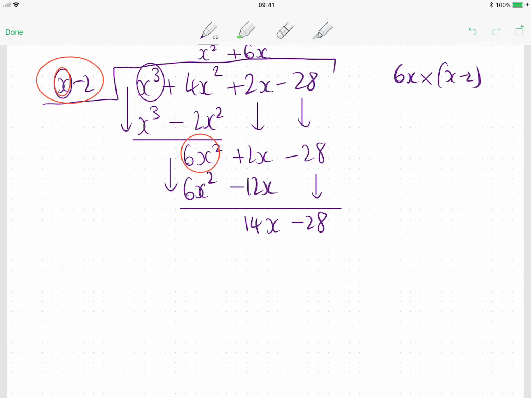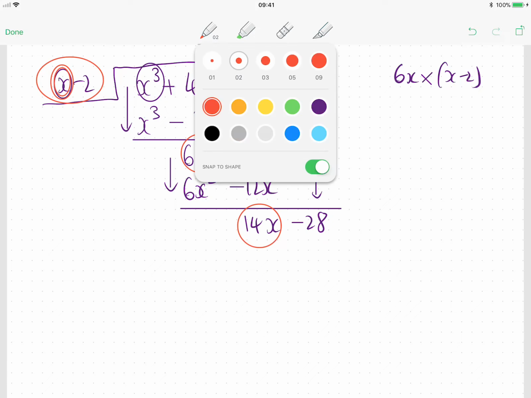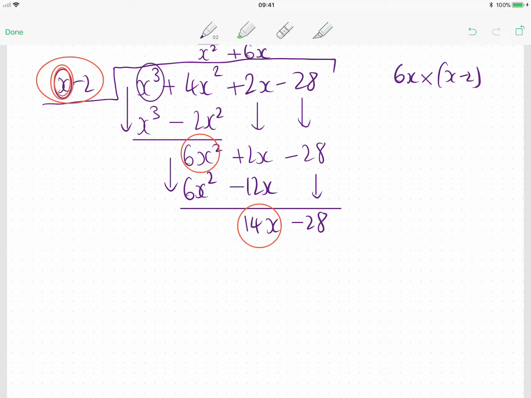So the final step, going back to the leading terms, the first terms, what do we times this x by to get 14x? Clearly we need 14. So we put 14 here, and then we times them. So 14x take away 28. So this is 14 times the x take away 2. Subtract down, what's left over? 0.